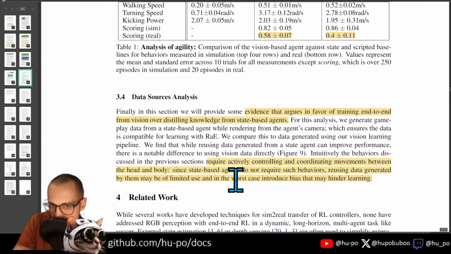Where if you're using these explicit states for RL, that can be a bit of a curse because you're forcing your policy to find solutions which might not actually work very well when you're trying to do things from vision as opposed to state. So that was a pretty cool finding. Right? You're introducing this bias that may hinder learning by giving your RL explicit state.